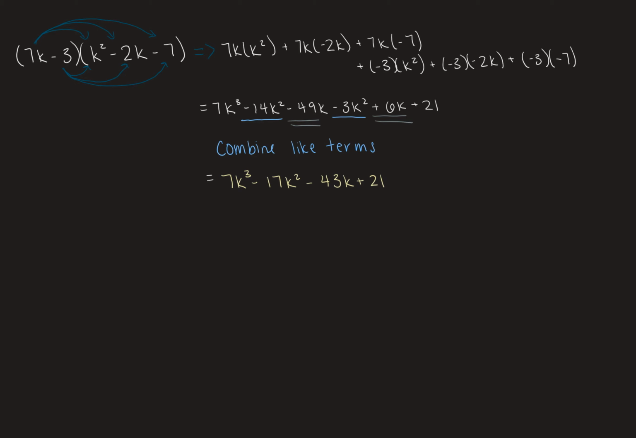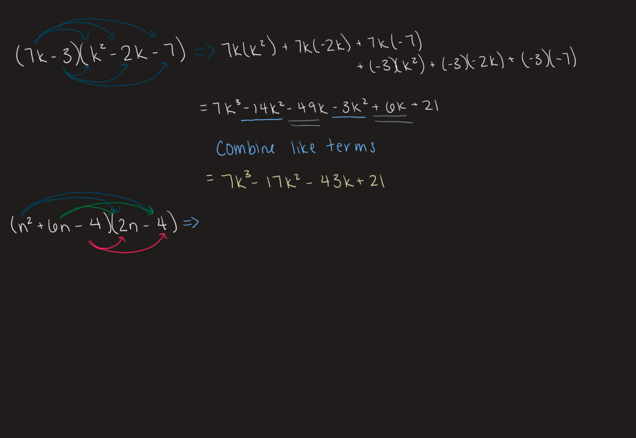Now say we had a trinomial first and a binomial second, like this example. n squared plus 6n minus 4 times 2n minus 4. Again, the same rules apply. All of our terms in our trinomial will be multiplied by all the terms in the binomial.